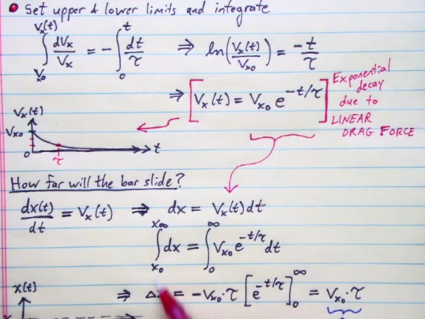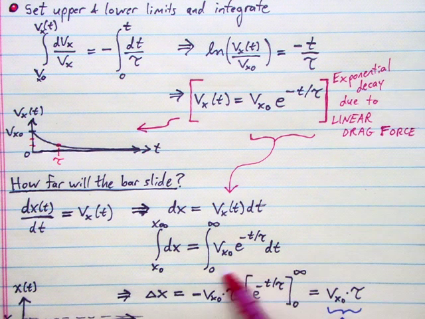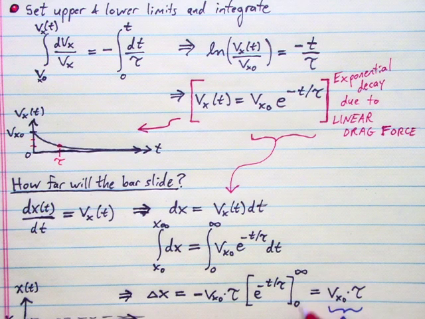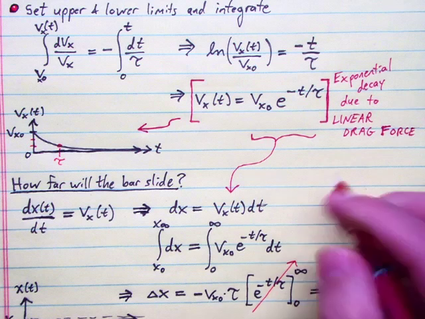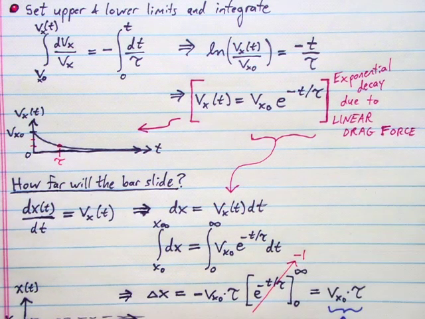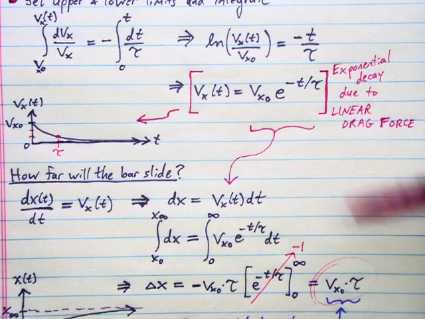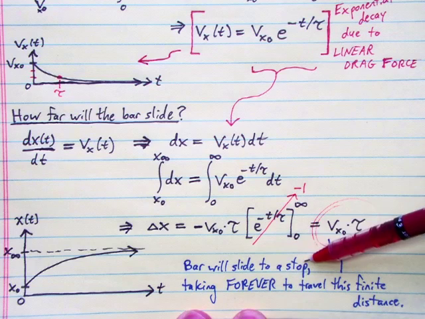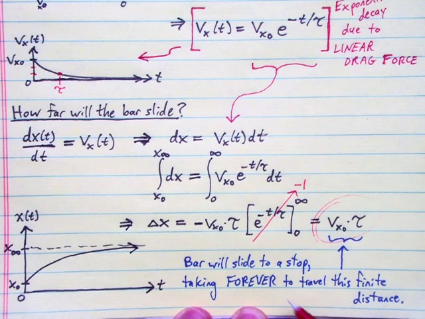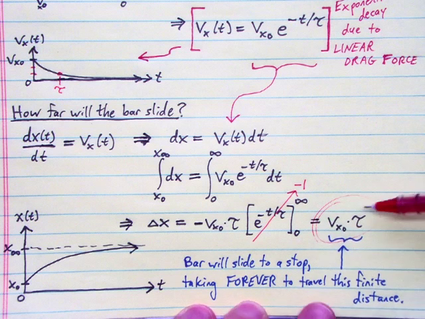Okay, so left-hand side, this just becomes delta x. Right-hand side, take our antiderivative and we get this. Evaluate this at our initial and final limits, and we find that this all here goes to not infinity, but minus 1. Minus 1 times minus 1 just gives us this. Apparently, this bar is going to slide to a stop, taking forever to travel this finite amount of distance. This must be some amount of distance right here.